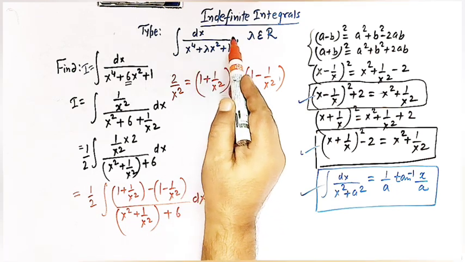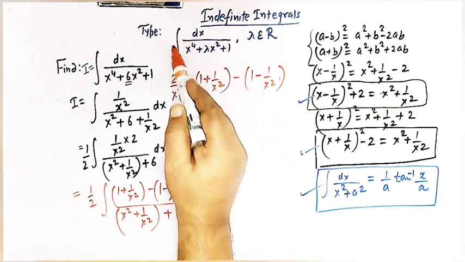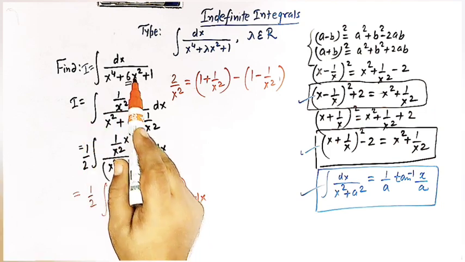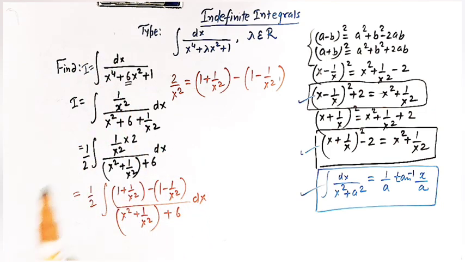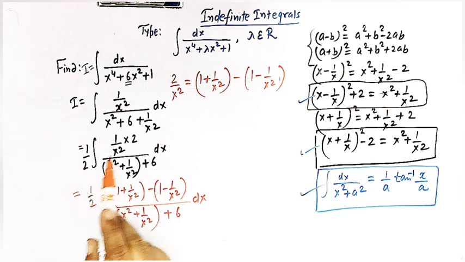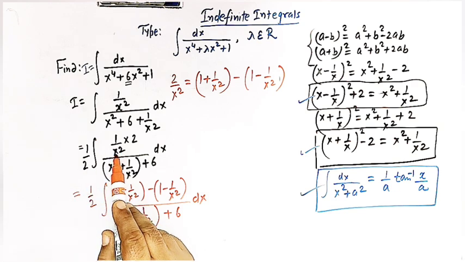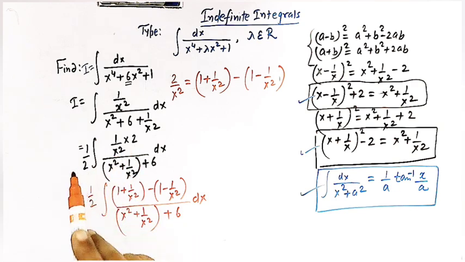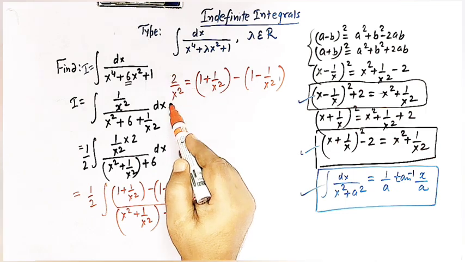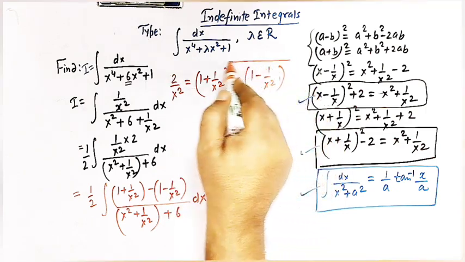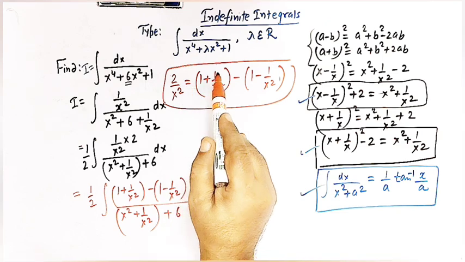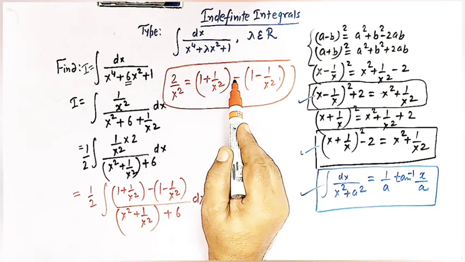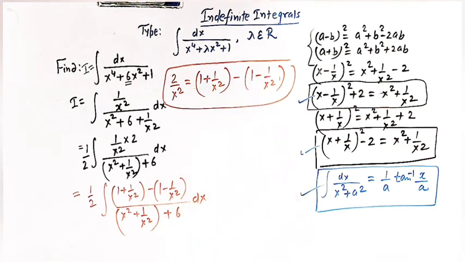So whenever we have to integrate functions of this type, the first step is to divide the numerator and denominator by x square, and then we have to multiply 1 over x square by 2 and divide by 2. Then we express 2 over x square like this, that is 2 over x square is equal to 1 plus 1 over x square minus 1 minus 1 over x square.